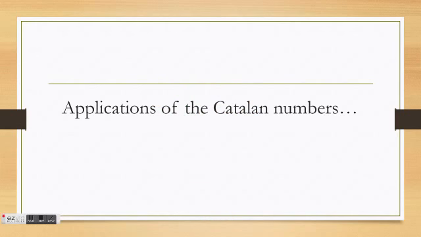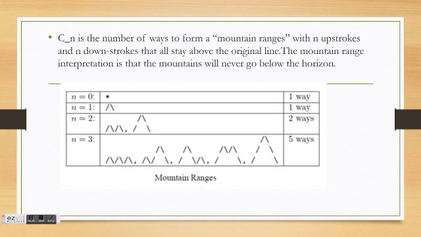Applications of the Catalan numbers include mountain ranges. Here C subscript n is the number of ways to form a mountain range with n upstrokes and n downstrokes that all stay above the original line. The interpretation is that the mountains will never go below the horizon. When n is 0, we have just one way. When n equals 1, we have one way as well, just the forward slash and backslash.